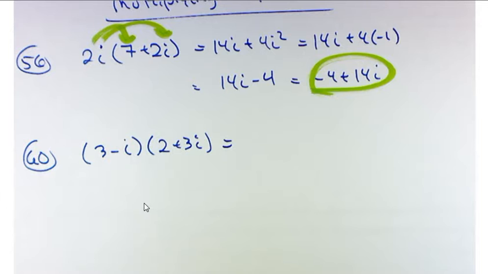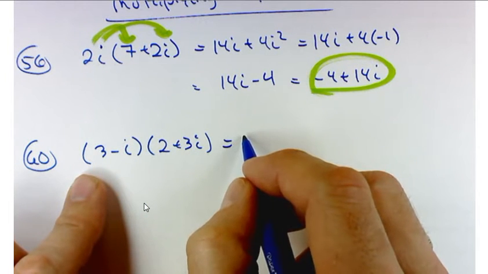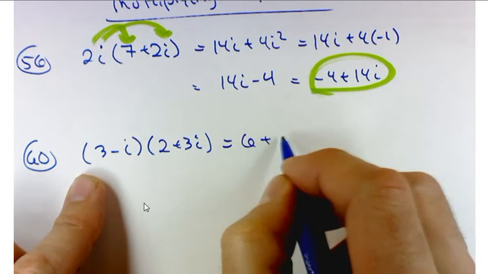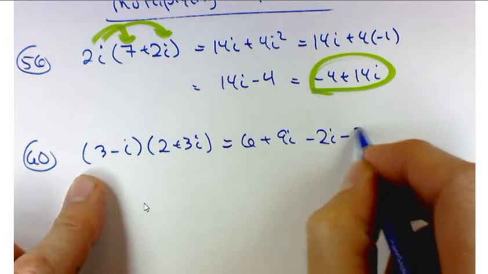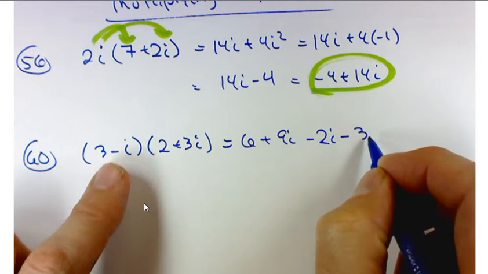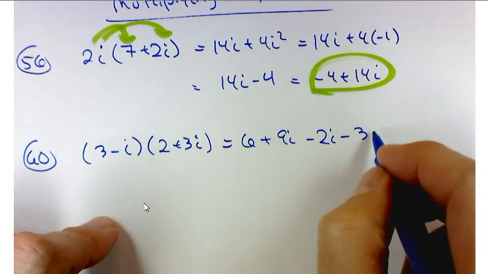Krista, help me FOIL this out, please. What terms would I get? 6 and then 9i, minus 2i, minus 2i squared. It'd be minus 3i squared, because it's like a minus 1 times a 3. That's all right.